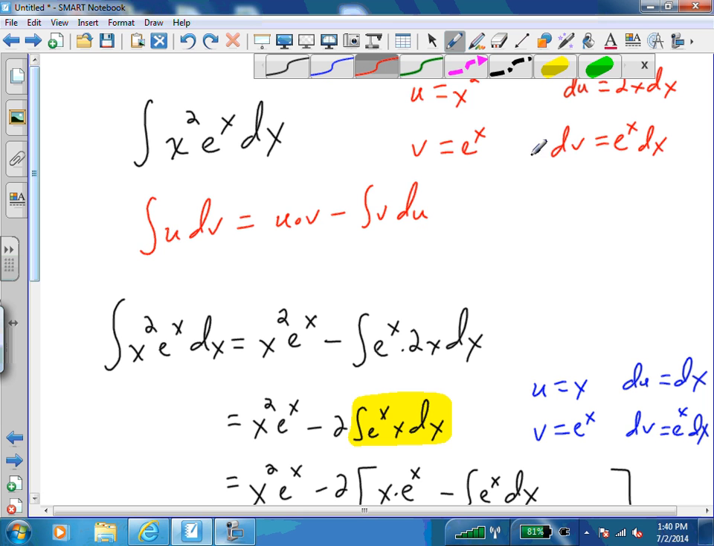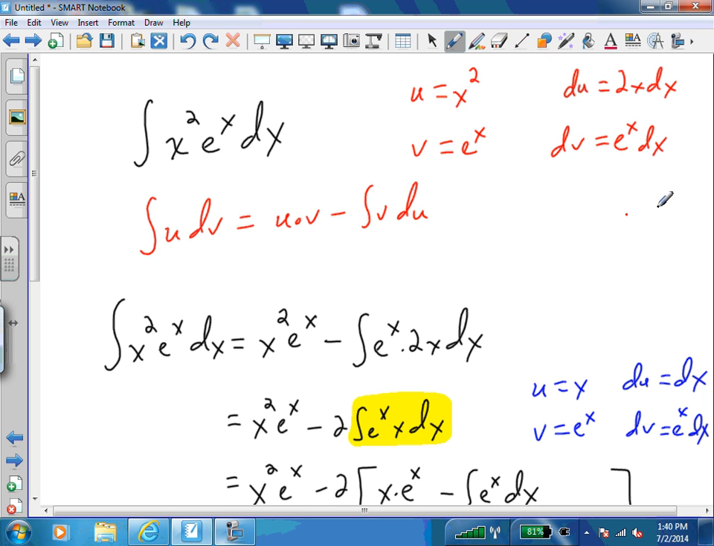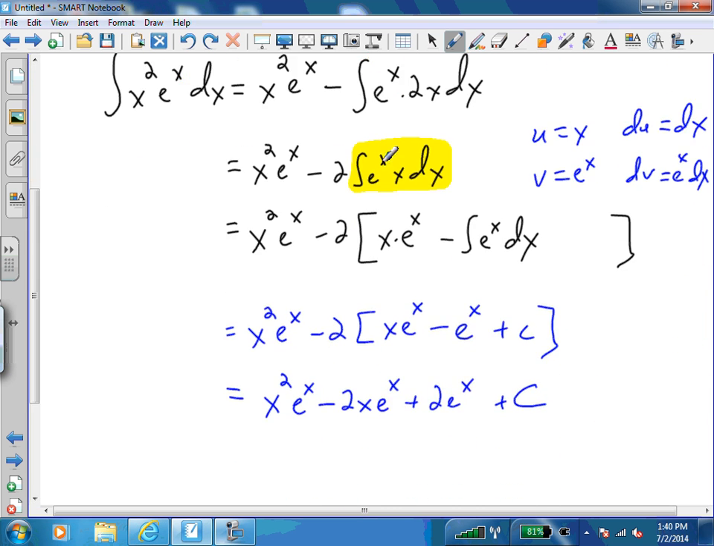Because the first time du was 2x dx, so u times v minus v du. So we had e to the x, 2x dx. So we just pulled that 2 out front. Then we needed to do that integral. That integral we couldn't do, so we had to do that by parts. So I just left the 2 out front, and then we did that integral by parts, and we called this u and that dv.